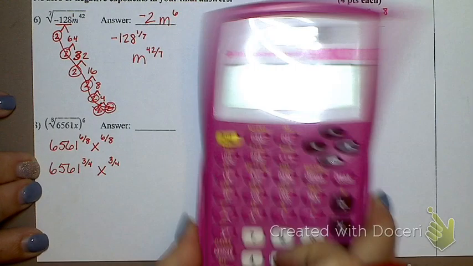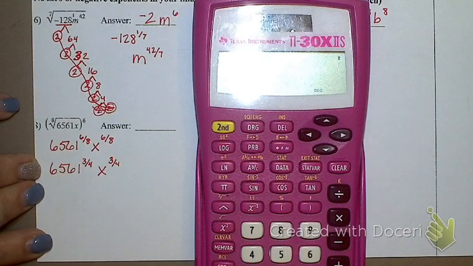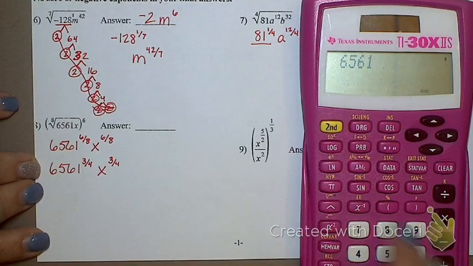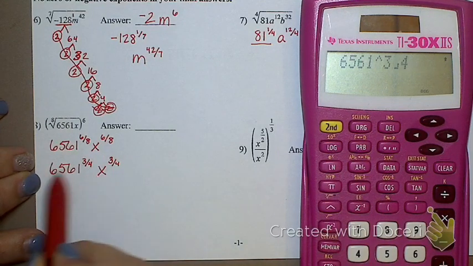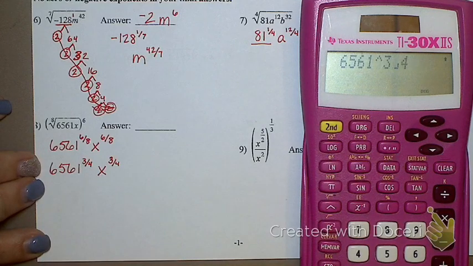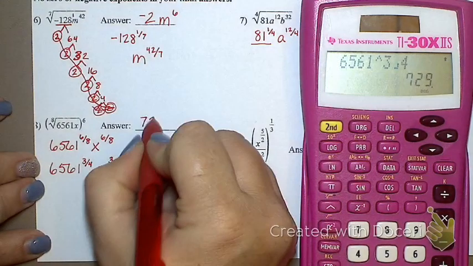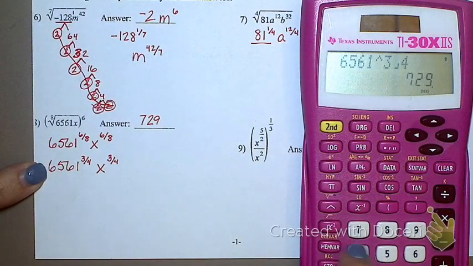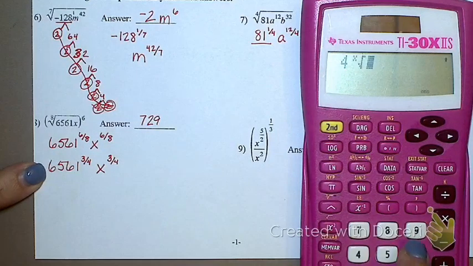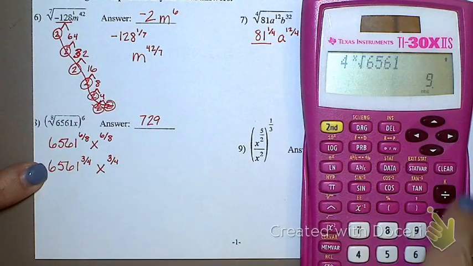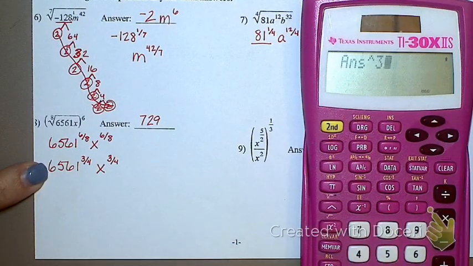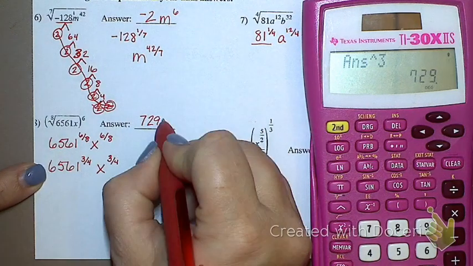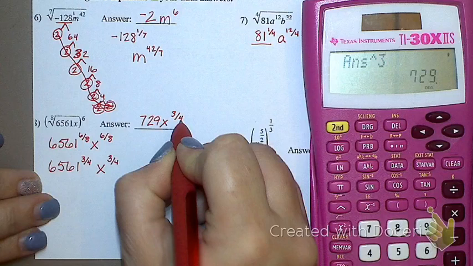And I'm going to try going to my calculator. 6561, because I don't want to draw a tree for that. That'd be just way too huge. 6561 to the 3/4 power. That's going to be the equivalent of taking the 4th root of this number and then cubing it. I get 729. Does anyone know what the 4th root of 6561 is? If I go to my calculator, the 4th root of 6561 is 9. 9 to the 3rd power is 729. So that's where that comes from. And then x to the 3/4. There's my answer.